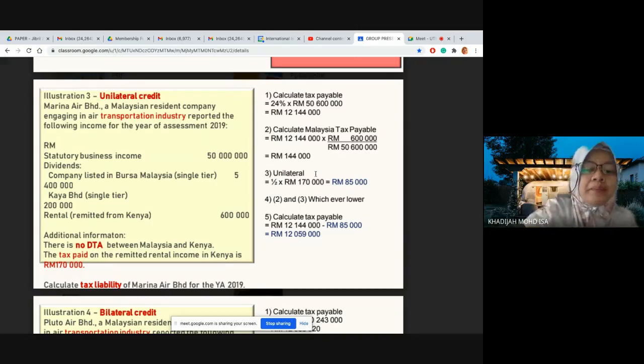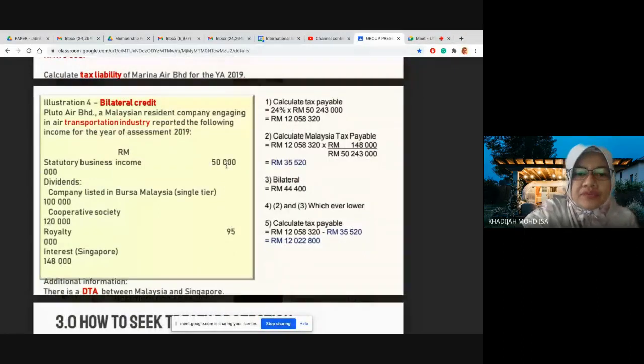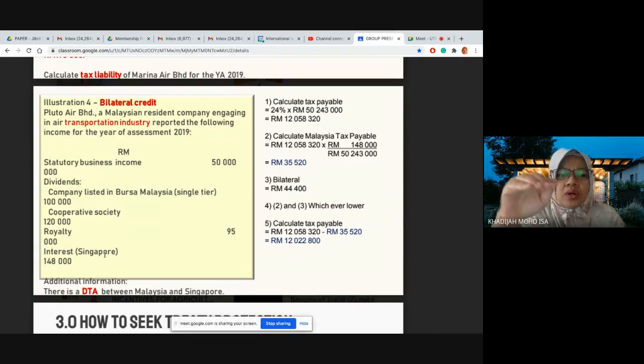Cumanya kalau you pakai bilateral, sama je, alright? You ada business income 50 kat sini and then the, alright, company listed in Bursa Malaysia, this is final. Corporate society is 120,000. Royalty 95,000. Interest from Singapore is 148. Alright, so in your computation, you have to show me clearly lah. What is your business income? What is your dividend income? Your dividend income from cooperative. I think that is exempted, isn't it? Is it exempted?